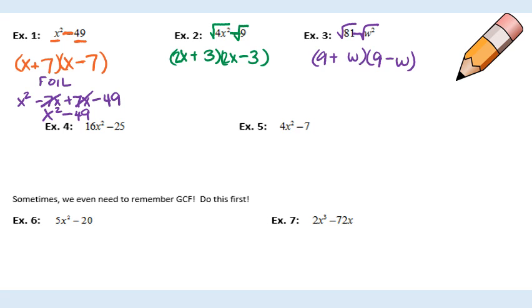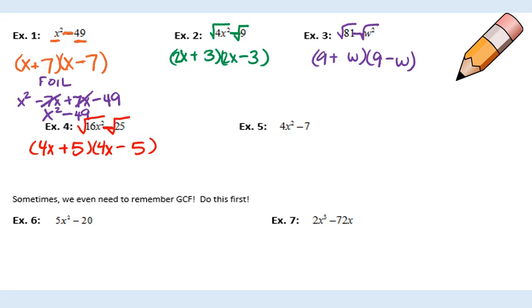Let's take a look at example 4. Set up your two parentheses. Determine if you can square root both sides and that you have a difference. The square root of 16 is 4. Square root of x squared is x. Square root of 25 is 5. And since it is difference, you have one plus and one minus.